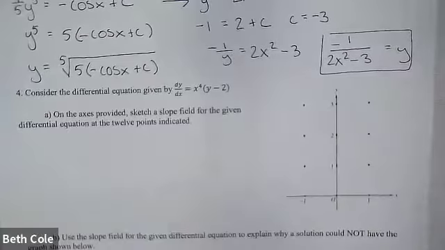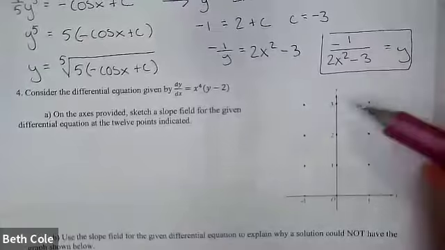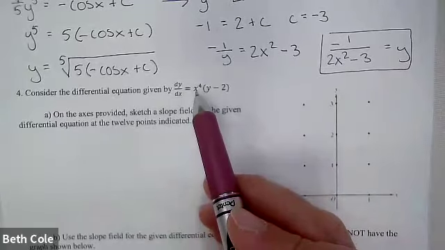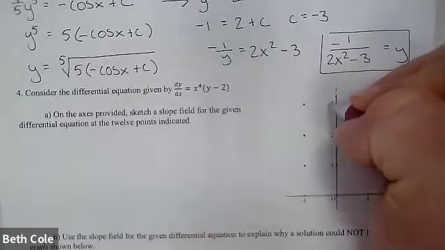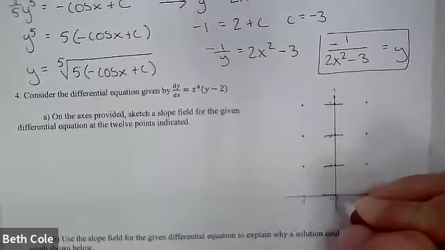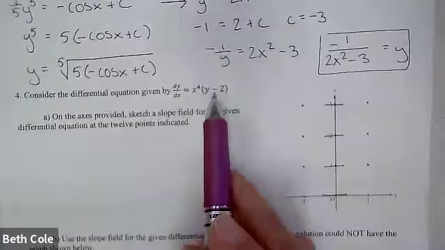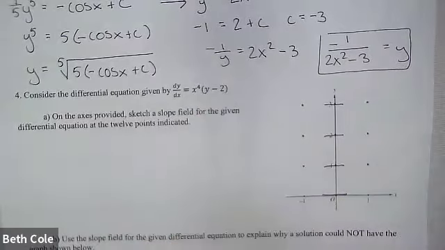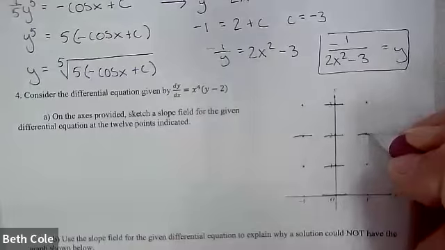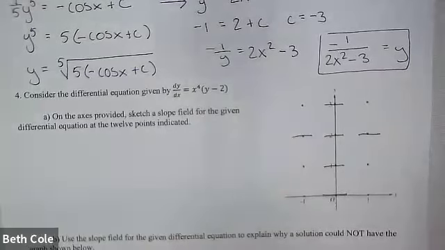All right, here we're going to do a slope field at the points that are shown. So let's do our zero slopes first. If x is 0, this whole thing is just going to end up being 0. So everywhere x is 0, I'm going to put a 0 slope. And everywhere y is 2, I'm also going to have a 0 slope. 2 minus 2 is going to give us 0. So here and here.